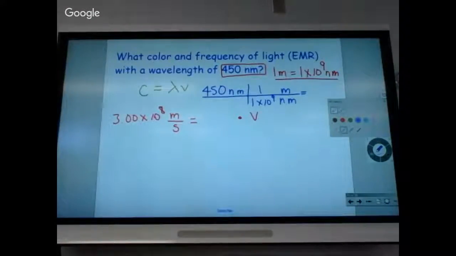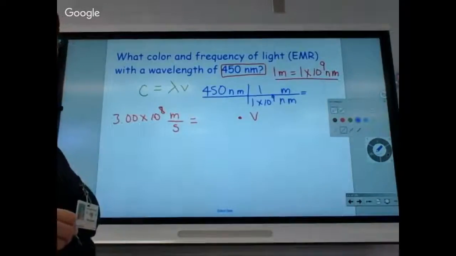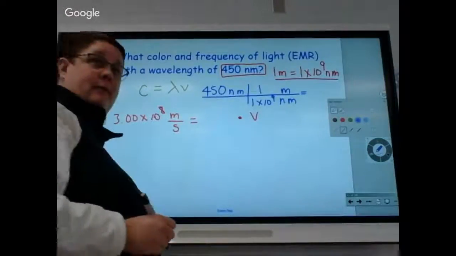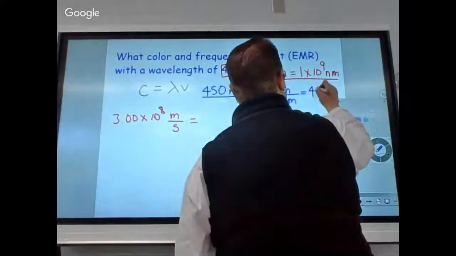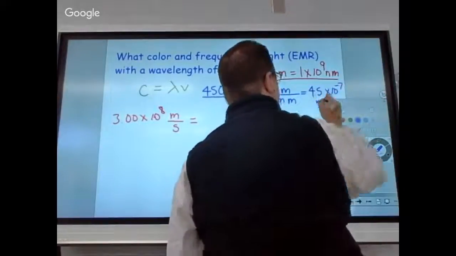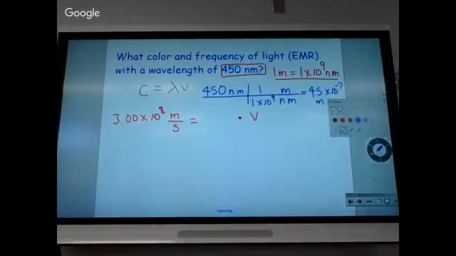Wait, so how did you figure that out? Oh, that is a lot. How did I figure it out? I just told you. But you have to memorize it. Meters are bigger than nanometers. Yes. Nanometers are tiny, because nano is small. There's a whole unit of science called nanoscience.